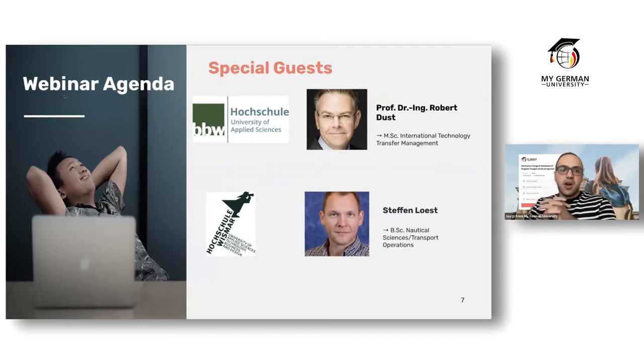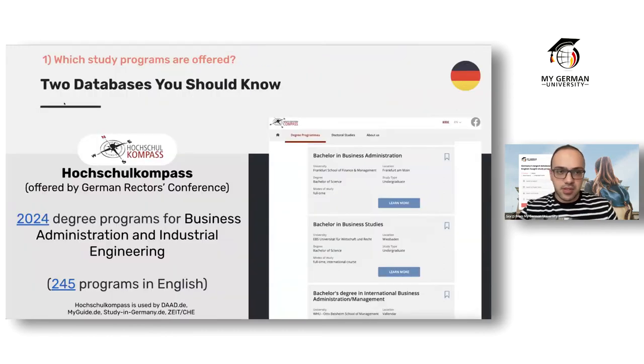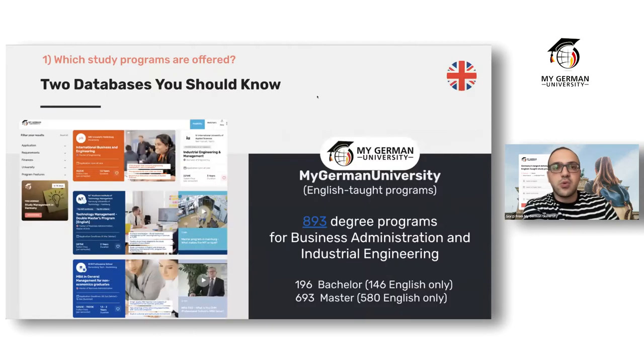But before we move to our presenters, let me tell you a couple of things about studying in Germany. For those who are more interested in German taught study programs, maybe Hochschulkompass should be your stop, and it will be interesting for you. But for those who are more into English taught study programs, then My German University and our study finder definitely should be your stop. If you go there, you will be able to find around 900 degree programs in business administration and industrial engineering. And most of them will be purely in English.